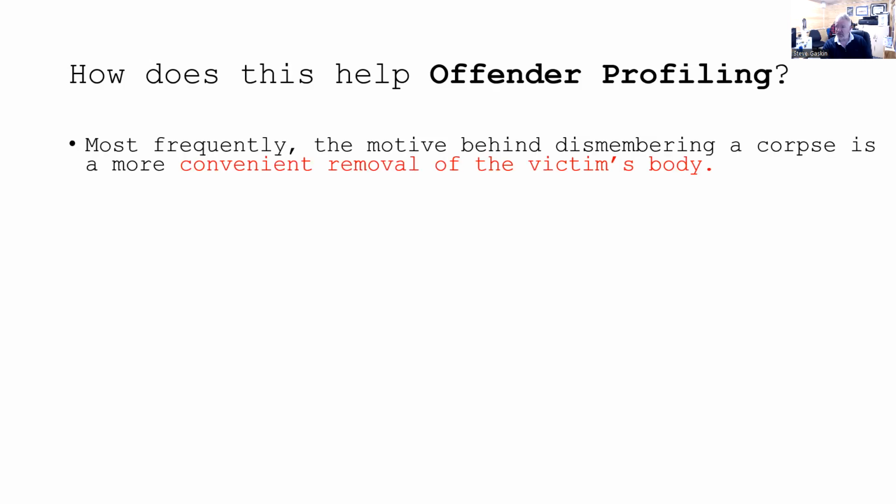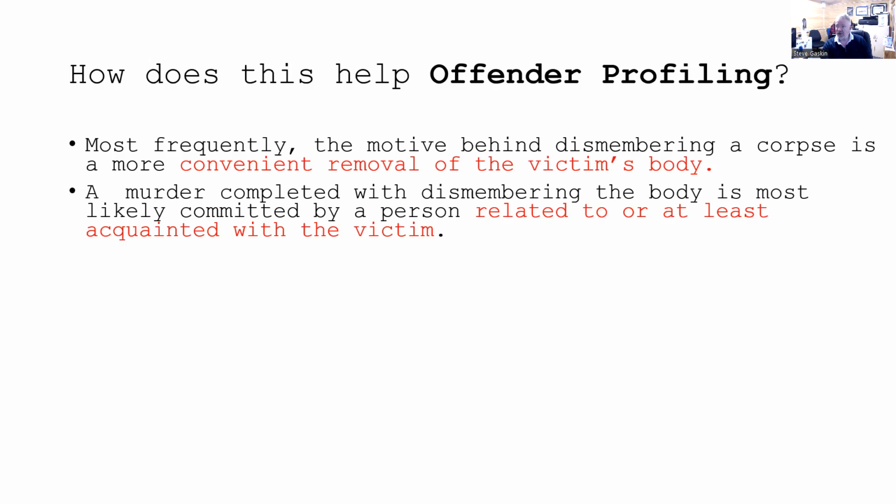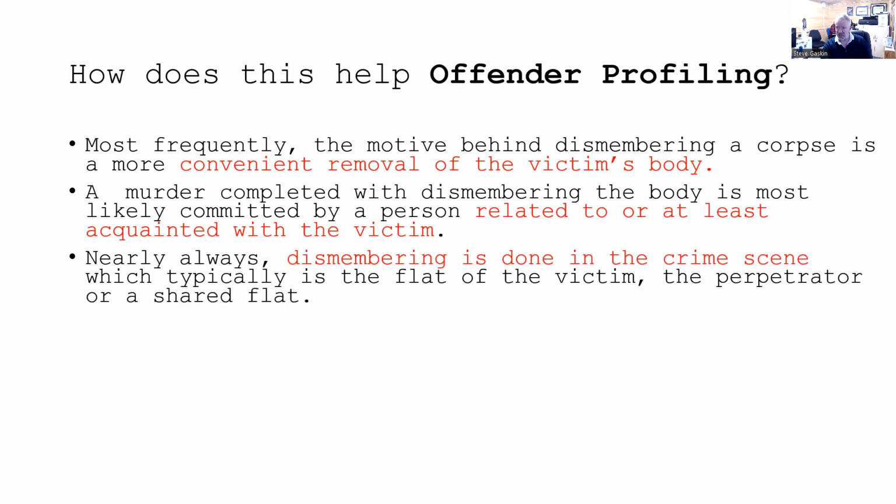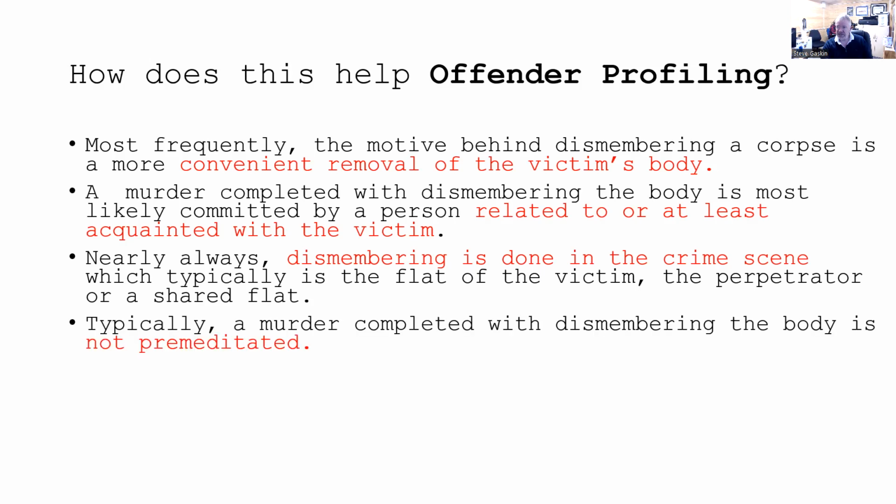More frequently, the motive behind dismembering a corpse is a more convenient removal of the victim's body. A murder completed with dismemberment of the body is most likely committed by a person related to or at least acquainted with the victim, which again gives the investigators a good starter. Nearly always dismemberment is done in the crime scene, which typically is in the flat of the victim, the perpetrator, or a shared premise. Typically, a murder completed with dismembering the body is not premeditated.